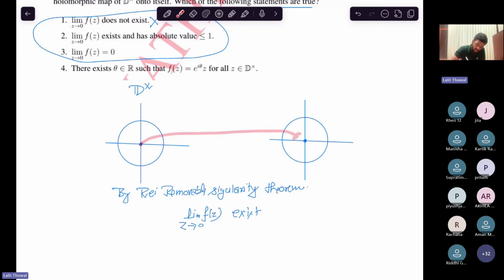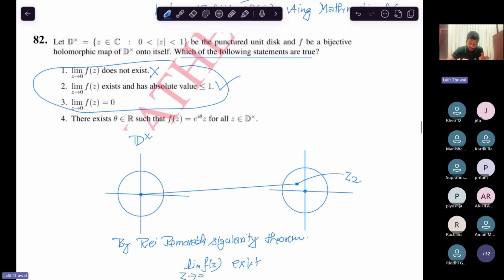It means the second one is true. Now, should it be 0? Yes, it should be 0. Suppose that it is a non-zero number, say z2. Then what's the problem? Some of you might think we have lost injectivity. No, because the function is given to be injective from the punctured disk to the punctured disk. If this happens, because it is a bijective map, there will be some point which maps to this. Yes or no?